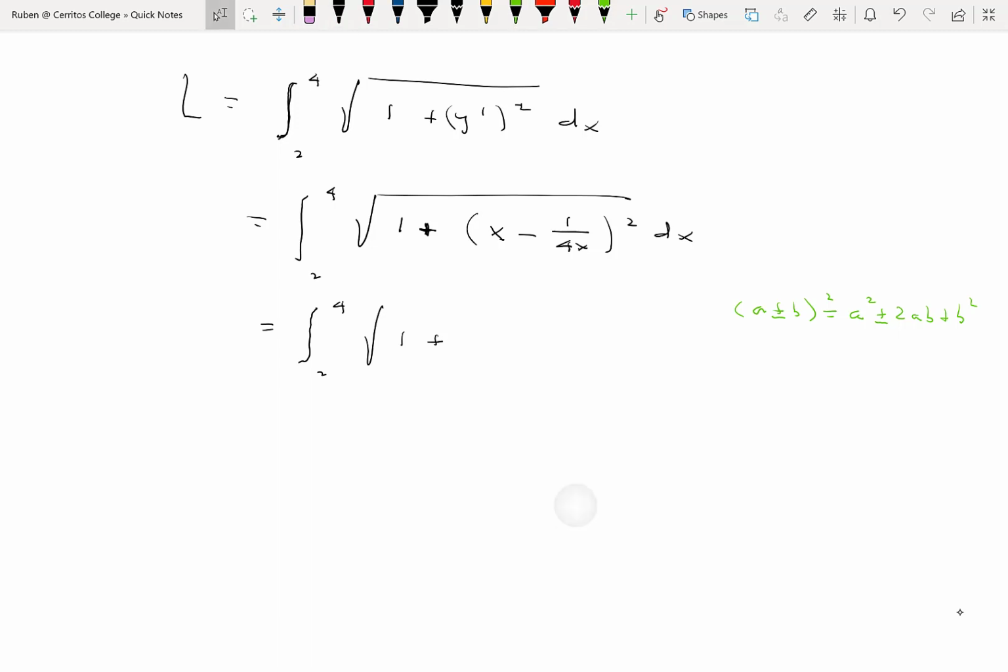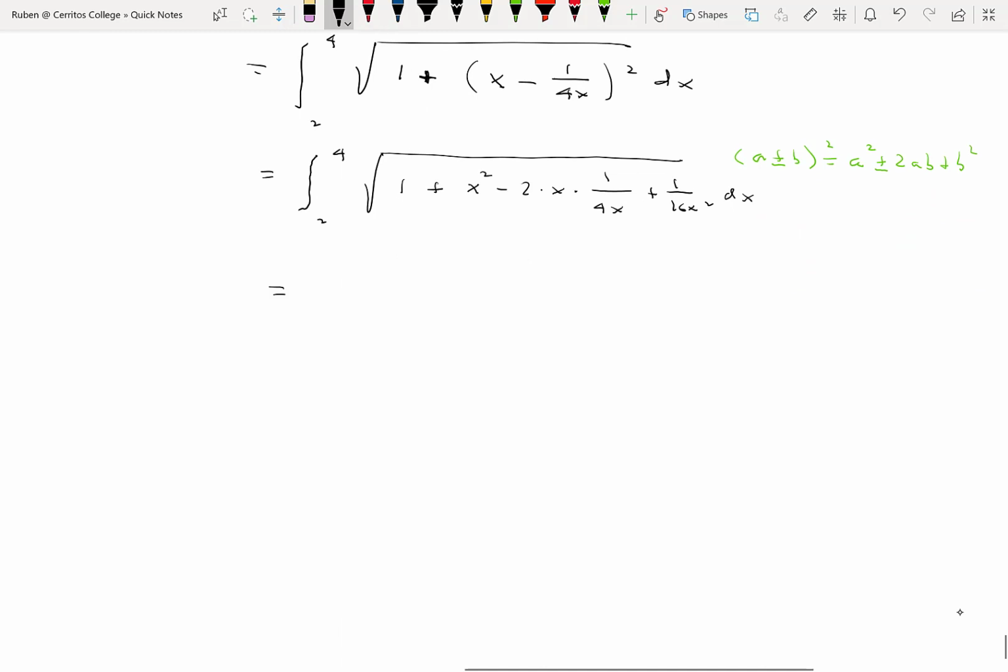So (x minus 1 over 4x) squared is x squared minus 2 times x times 1 over 4x plus 1 over 16x squared, and then integrate that with respect to x. Well, it looks like this integrand is just getting really complicated. Let's work with it a little more. Let's do some more algebra on it.